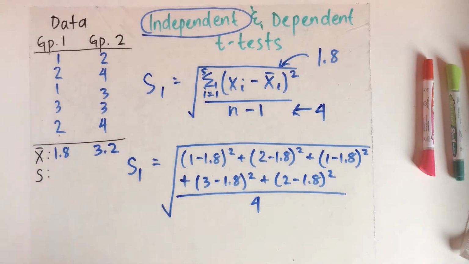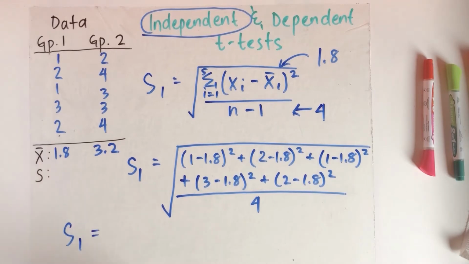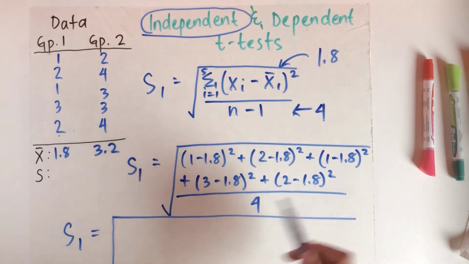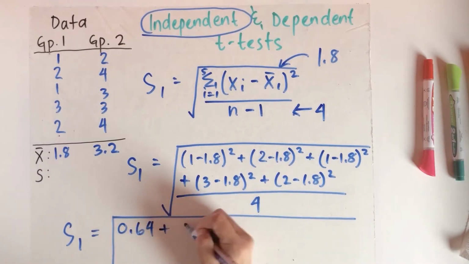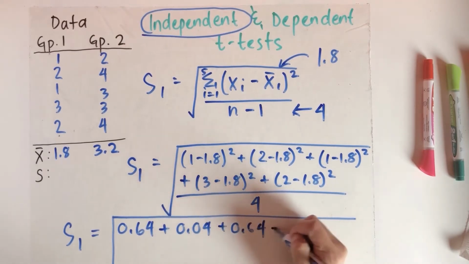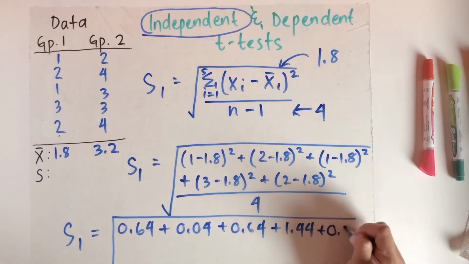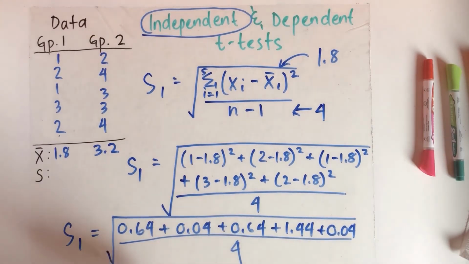Because I'm a fan of showing my work, I'm going to start another line here, and I'm just going to show you my computations of these squares before we sum them. So I get 0.64 for the first one, plus 0.04 for the second one, plus 0.64, plus 1.44 for the big one, and then once again 0.04, and I'm going to divide all that by 4. Can you guys see that? Okay, good. And that's our square root.